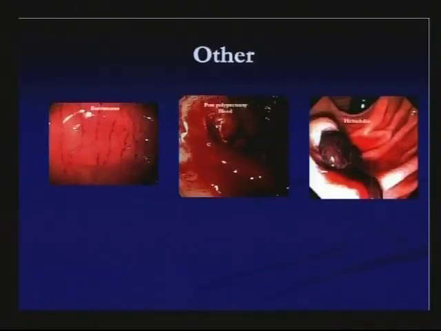Post-polypectomy bleed, it can occur immediately, and we recognize it endoscopically, or it can occur within 10 to 14 days when the eschar falls off. Hemobilia, considered in patients who had PTC or liver biopsy. You see blood coming from the ampulla.